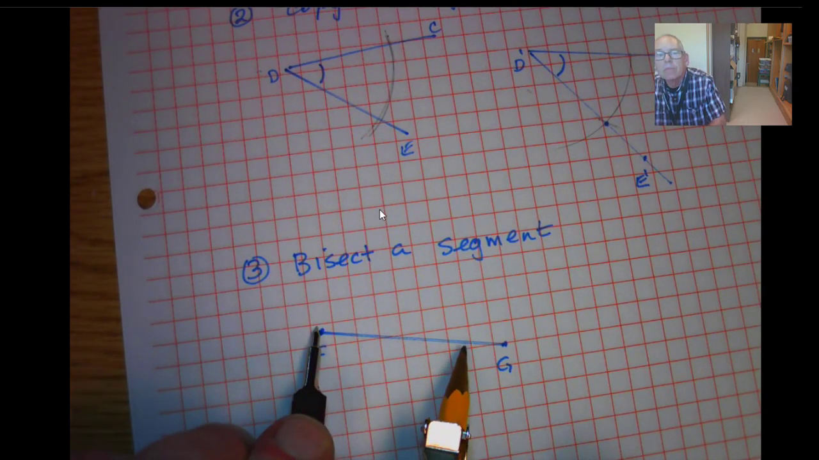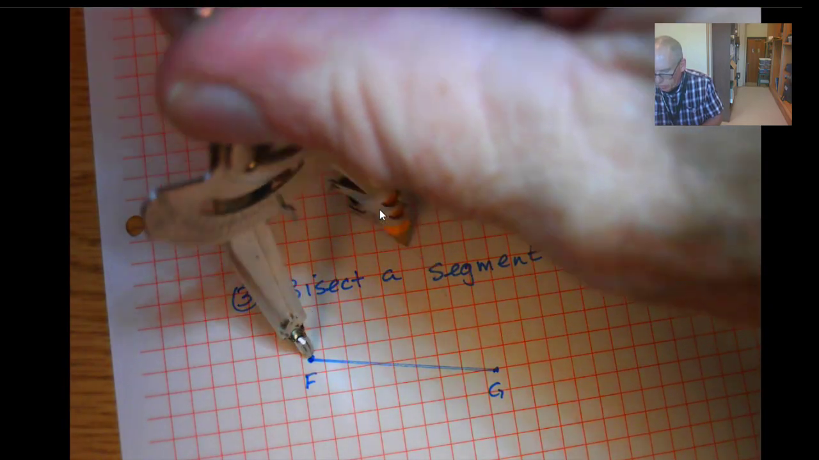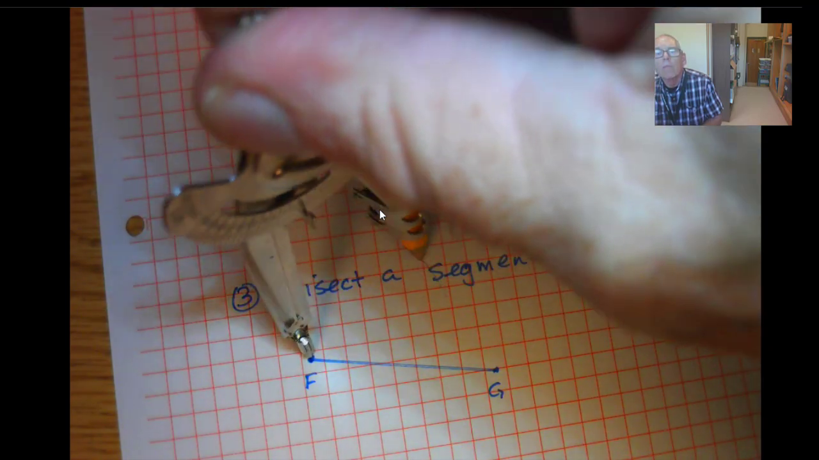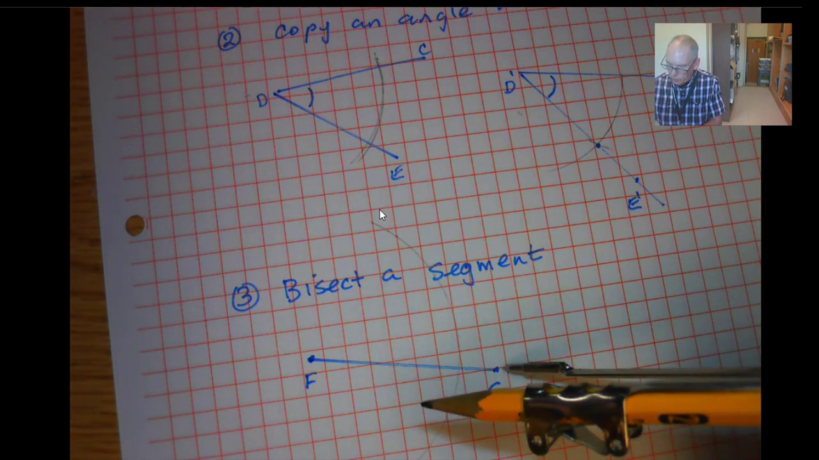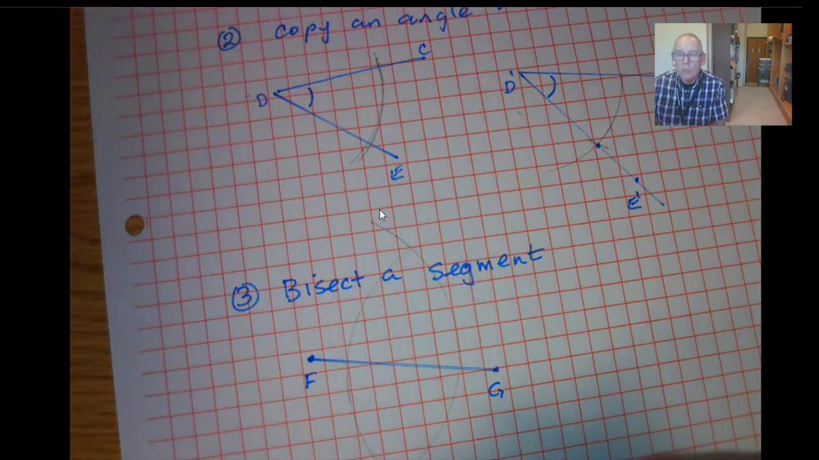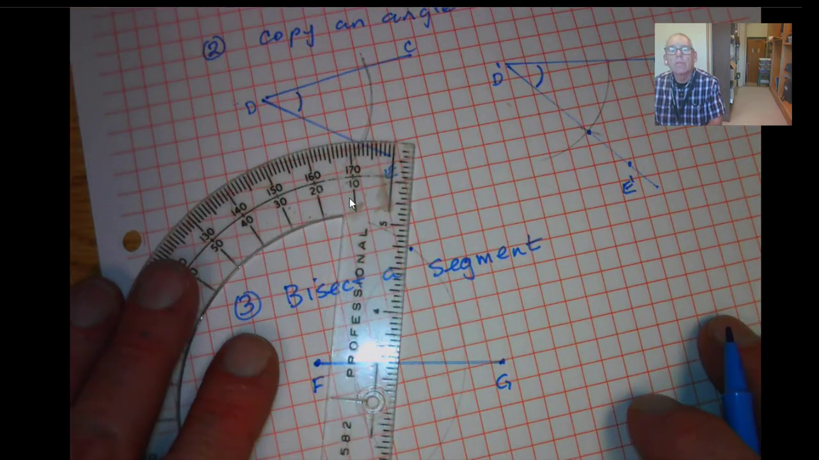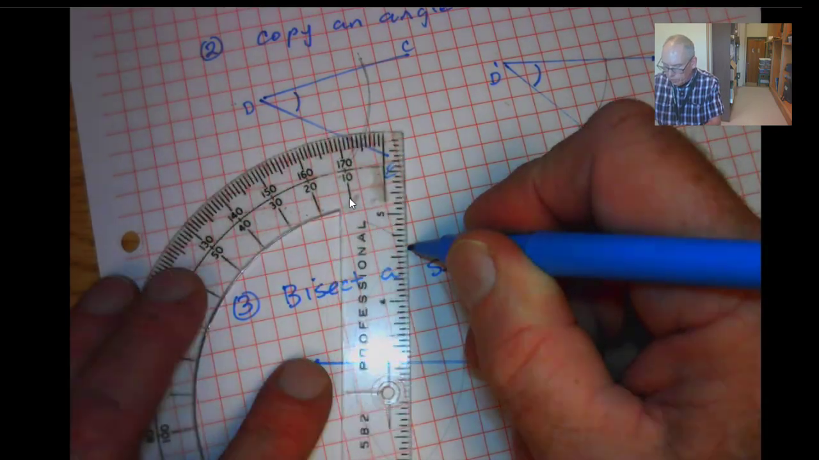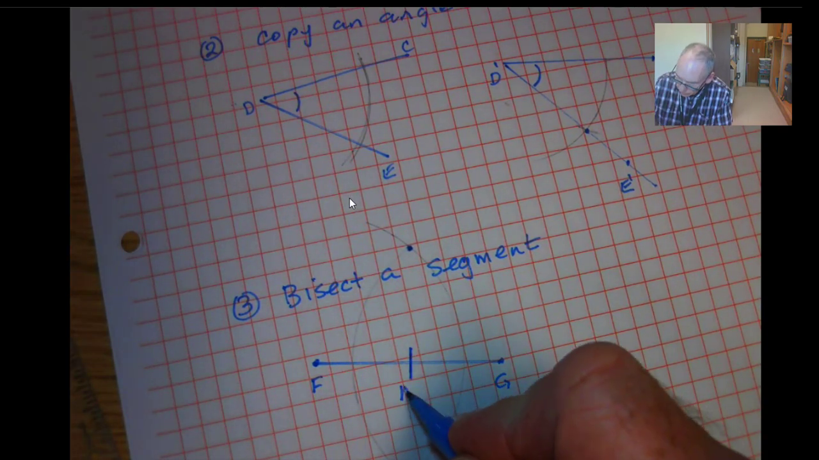So we need to set our compass at least a little bit more than halfway, and we strike an arc above and below. And then using the same settings off the other end of the segment, we strike another arc above and below, so those intersect the original ones that we drew. The intersection points of the arcs give us 2 points. When we connect those 2 points together, it passes through the middle of the segment, and we have bisected the segment.